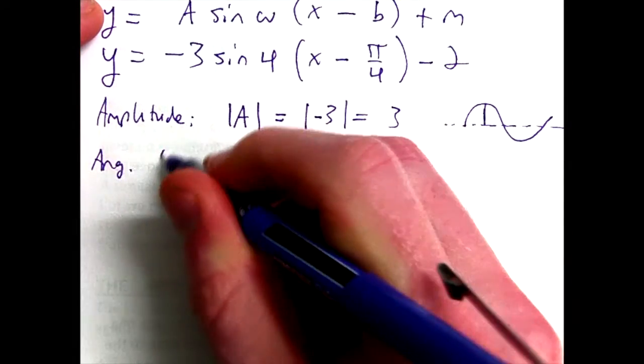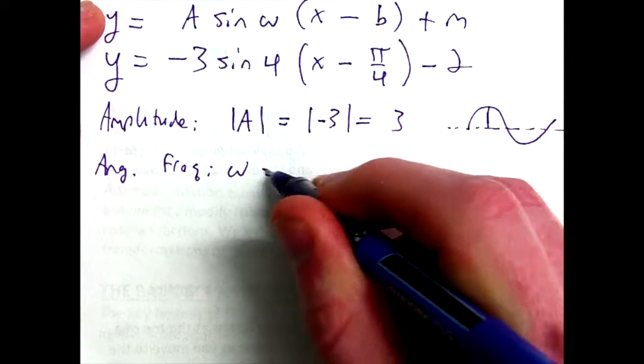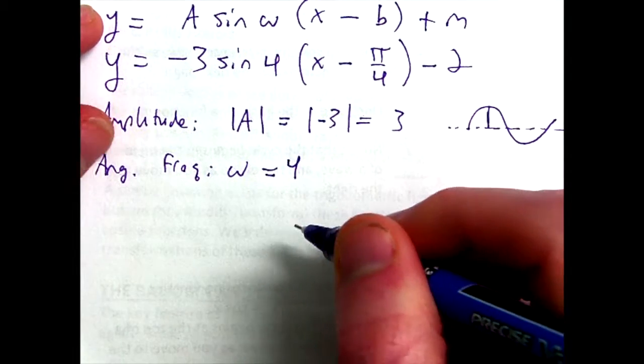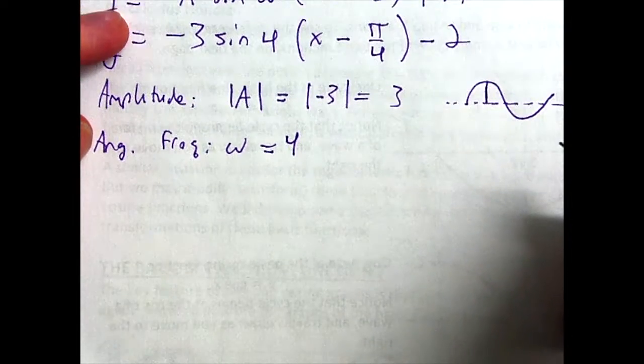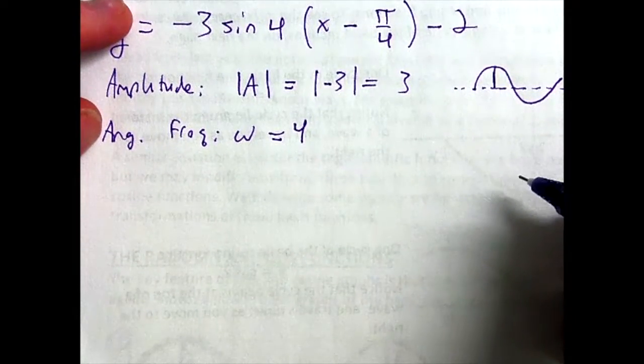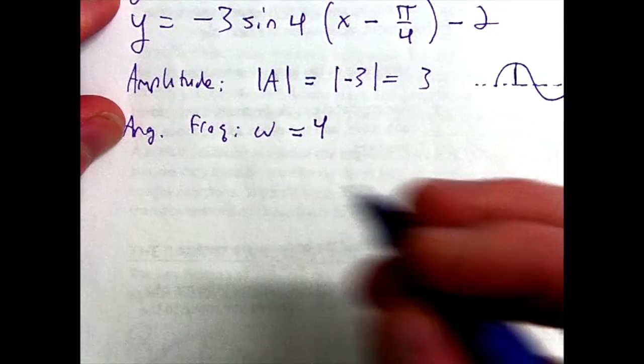The angular frequency, of course, is just given by omega, which is clearly 4. What that means is the graph completes 4 full cycles in an interval of 2 pi. That's a little hard to imagine and kind of abstract. It's much more concrete if we think about the period, which essentially captures the same information.